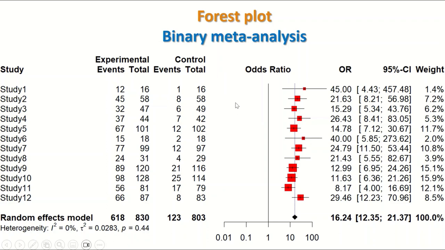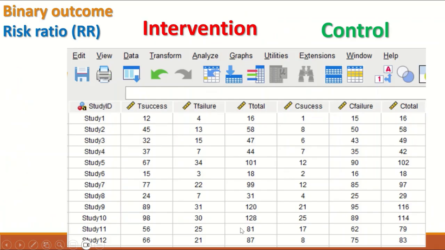As shown for the binary outcome, the descriptive shows the event happening in the experimental and in control, and the total of participants. The effect size is an odds ratio for each individual study, calculated with 95% confidence interval, and an overall estimate of the odds ratio also is given here.